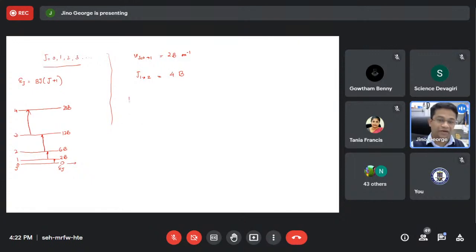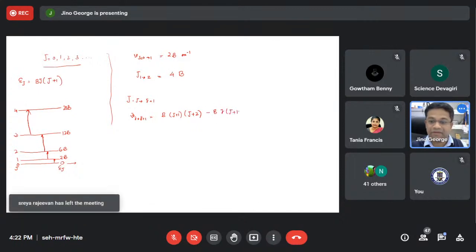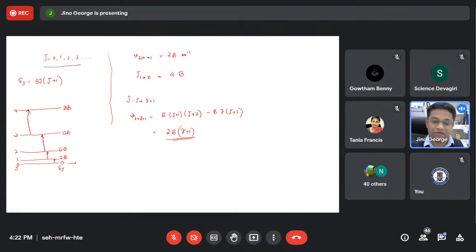So in general, for a transition J to J plus 1, I can write the energy as B into (J plus 1) into (J plus 2) minus B into J into (J plus 1). This is the transition possibility, and it comes out to 2B into (J plus 1). Sorry, 2B into (J plus 1). This will come out in centimeter inverse. This is the transition possibility.